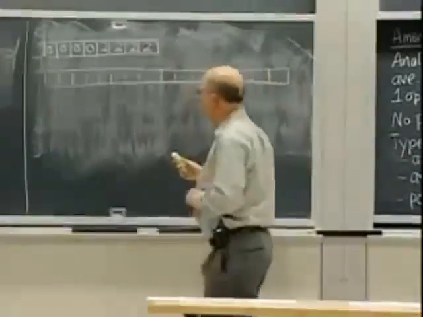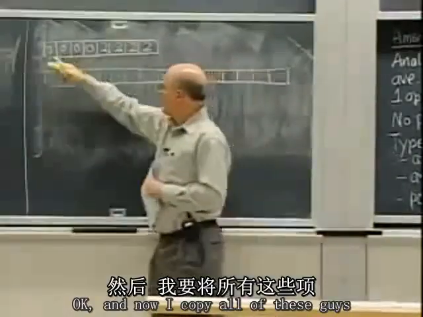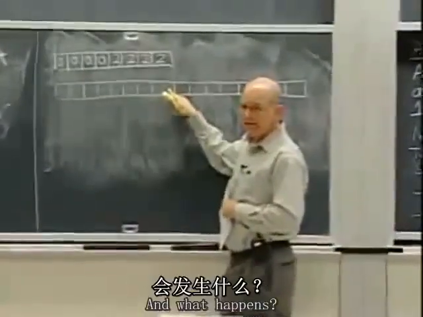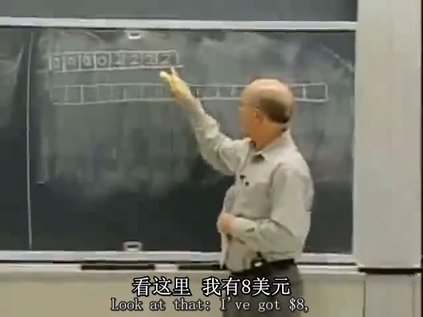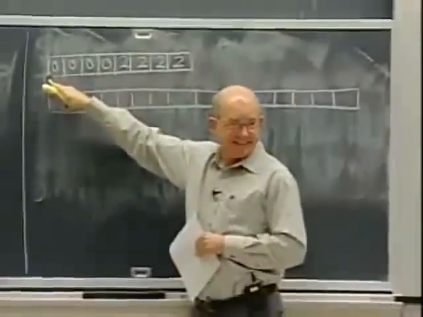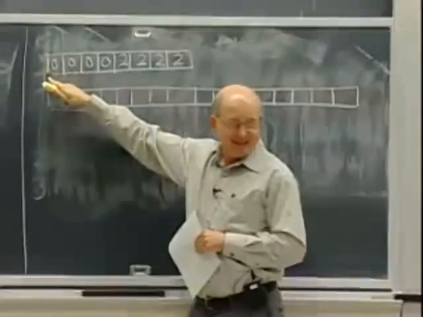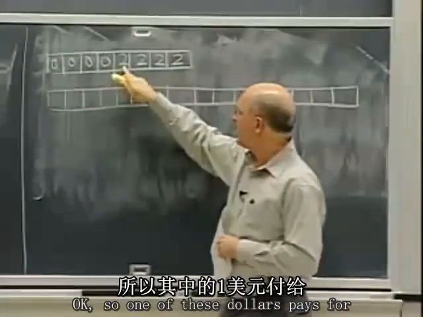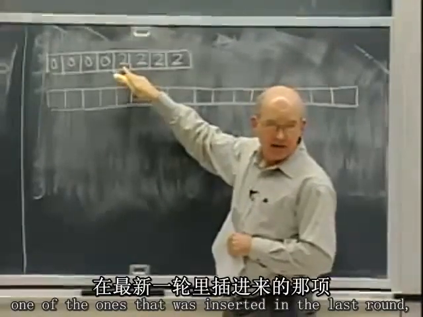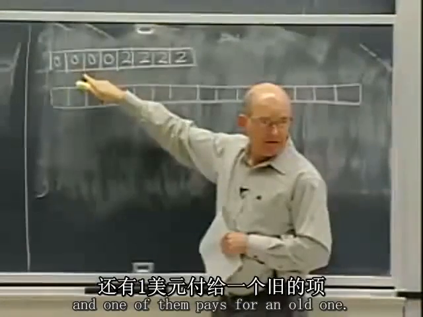Okay? And now I copy all of these guys into all of these here. And what happens? Look at that. I've got $8 and I've got 8 items that have to be copied. Perfect. Okay? So one of these dollars pays for one of the ones that was inserted in the last round, and one of them pays for an old one.